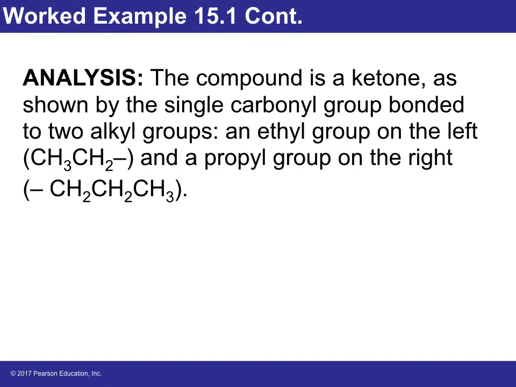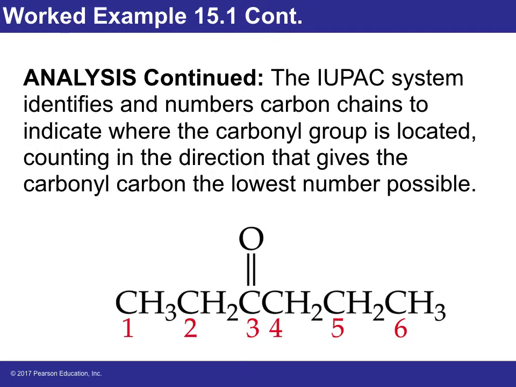So for the name, I need to put numbers on those carbon atoms to make sure the carbon that holds the C double bond oxygen has the lowest number. So here I start from left to right: 1, 2, 3, carbon double bond oxygen, 4, 5, 6. And when I give it the name here, it's a 3-hexanone. The other name is the common name, which is ethyl propyl ketone.